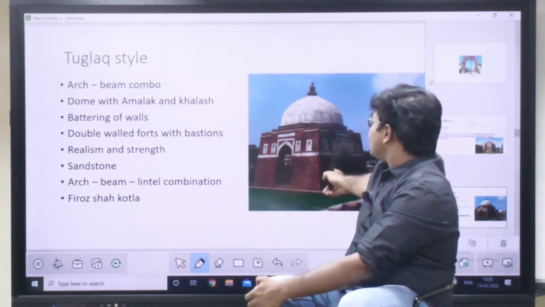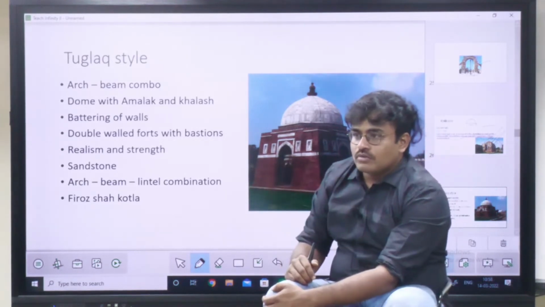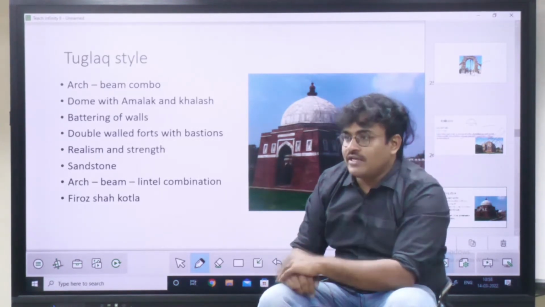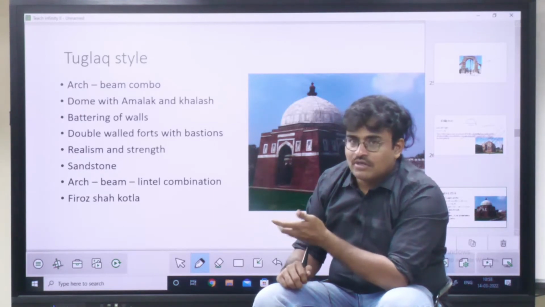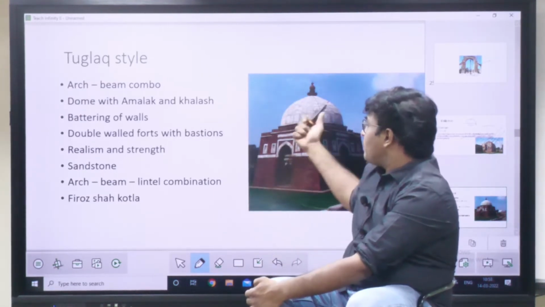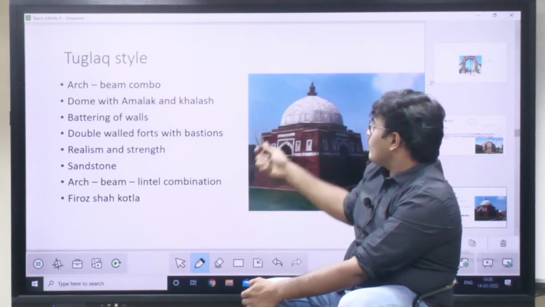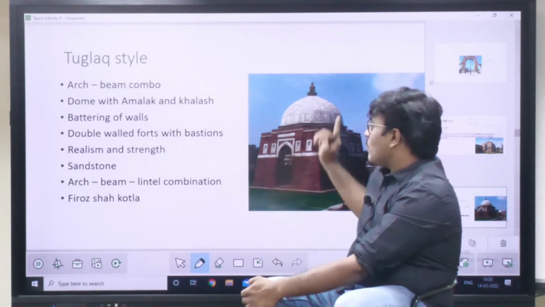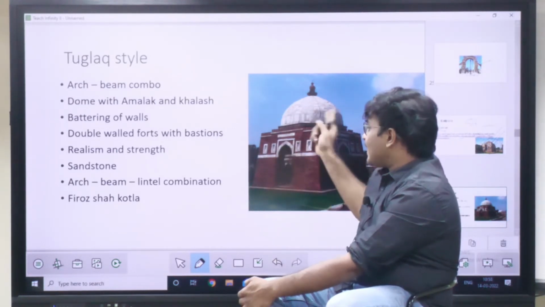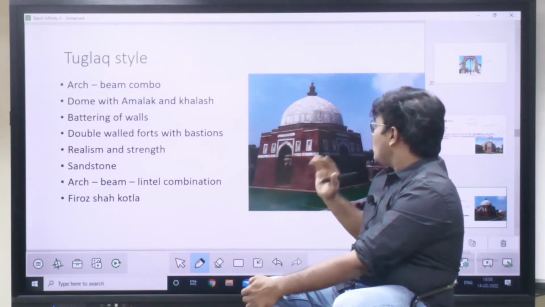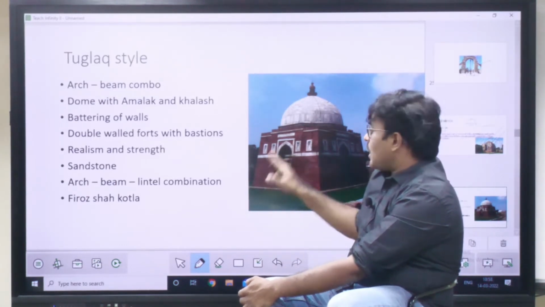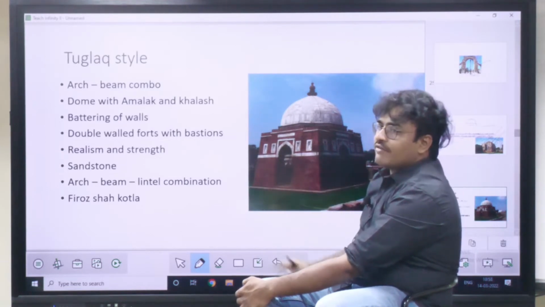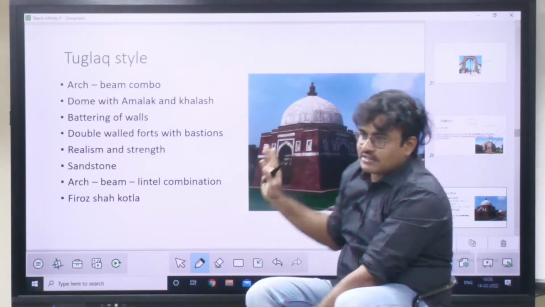And see here, red sandstone plus marble. The color effect, you see? Is it not good? Multicolored marbles, opus sectile style. So this is the one. Arch beam combo they started. Dome with amalak and kalash, battering of walls, double walled forts with bastions. And their structures look very real and have a solid strength to them. Sandstone they started using, arch beam lintel combination, and Firoz Shah Kotla is the best example.